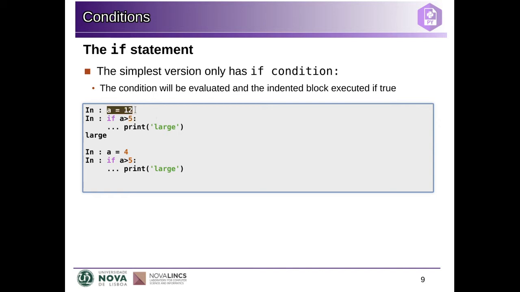So if we set a equals 12 and do if a larger than 5, print large, then we can see large here because this line was executed and it printed the string large. But if a is 4 and we do exactly the same thing, now we don't see anything printed because this line was not executed. So this is the simplest version of if. It only tells you whether or not to execute a block of code.